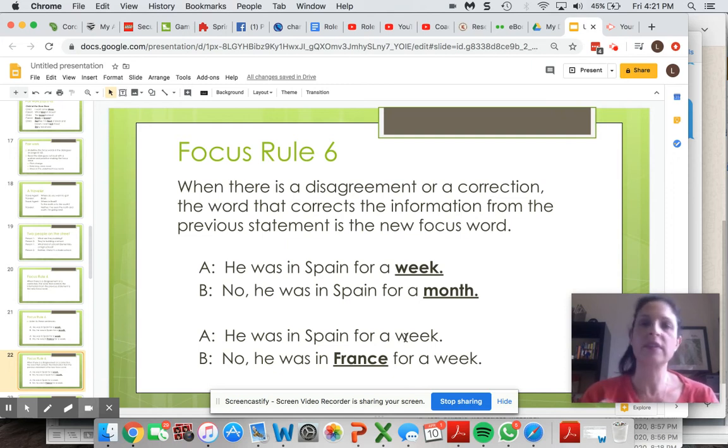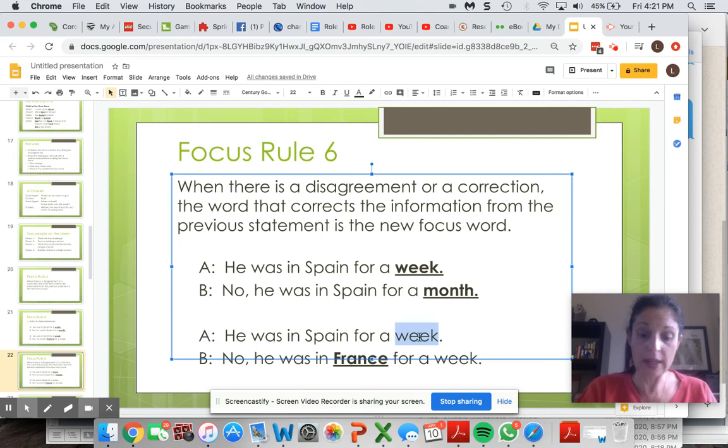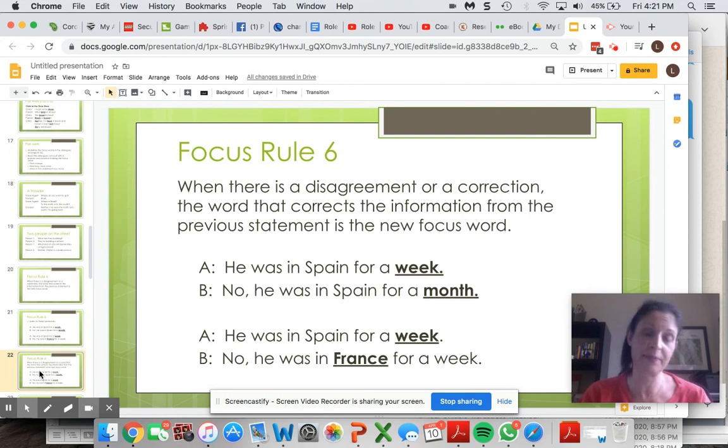So whereas in the first sentence, week was my focus word. Now France is my focus word because he wasn't in Spain, he was in France. No, he was in France for a week.